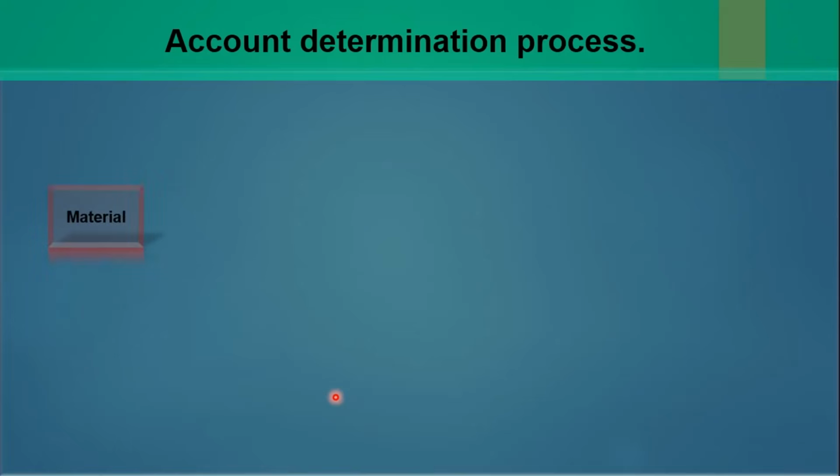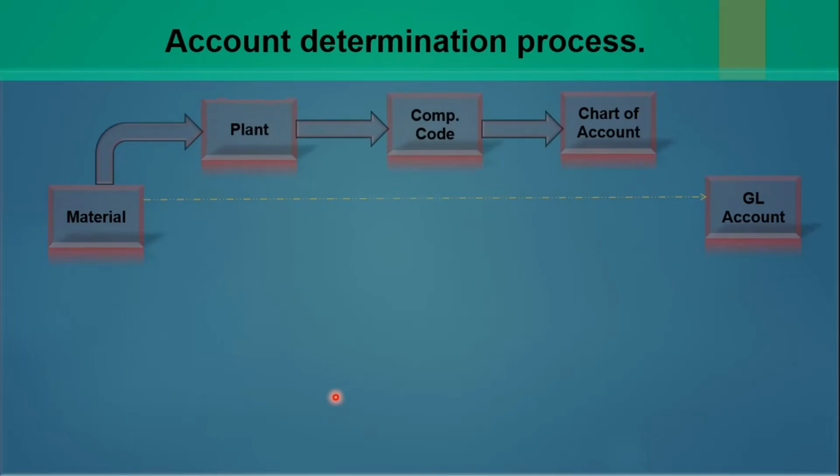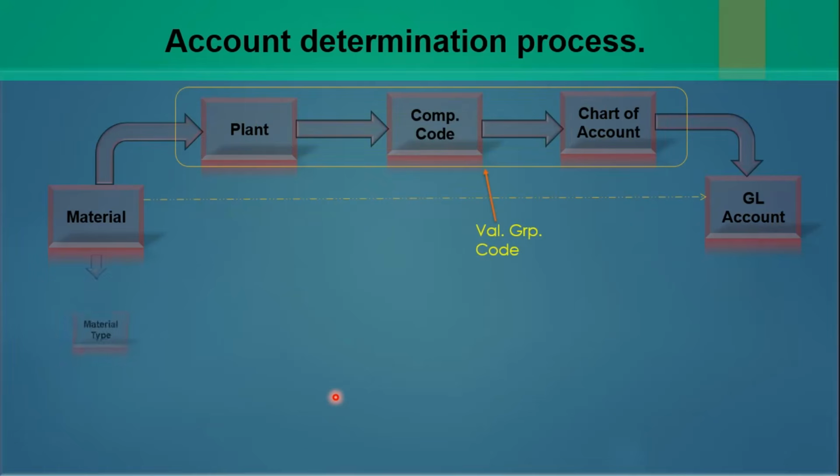So we know whenever we create a material, it is expected to trigger the appropriate GL account in order to complete all postings, and the appropriate account should be deducted. So we know that whenever we create a material, we provide a plant. That plant is assigned further to the company code and chart of accounts, and each chart of accounts has different GL accounts assigned to it in the background. It is again grouped using the valuation grouping code that I have shown you already.